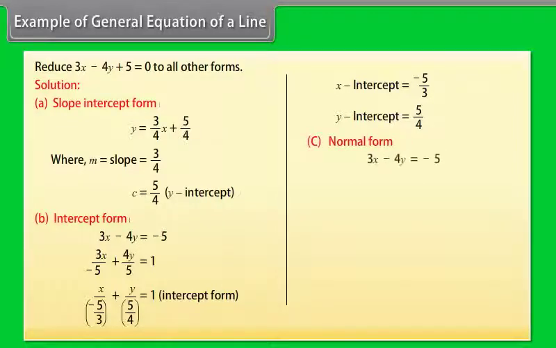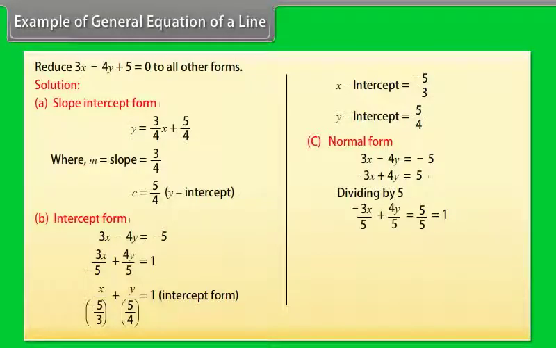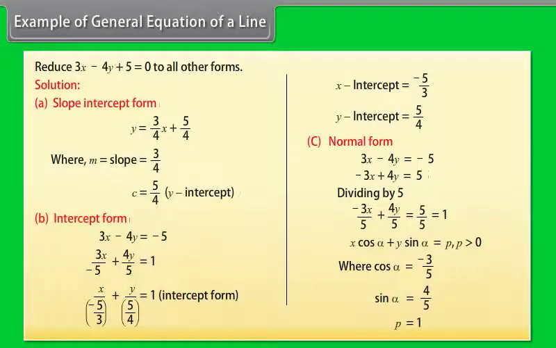Normal form. 3x - 4y = -5. -3x + 4y = 5. Dividing by 5, -3x/5 + 4y/5 = 5/5 = 1. x cos α + y sin α = p, p greater than 0, where cos α = -3/5, sin α = 4/5, p = 1.